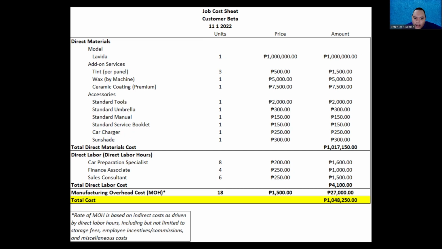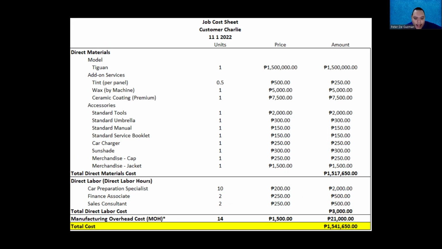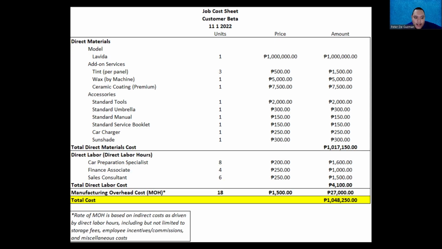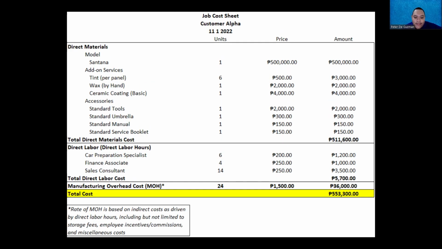Let's take a look at customer Beta. For the La Vida, it took the car preparation specialist 8 hours. So he had to take up a couple more hours for the service to be done. And let's take a look at customer Charlie. The Tiguan, once again, is an SUV. So this is probably why the car preparation specialist needed 10 direct labor hours to accomplish the preparation of the vehicle.